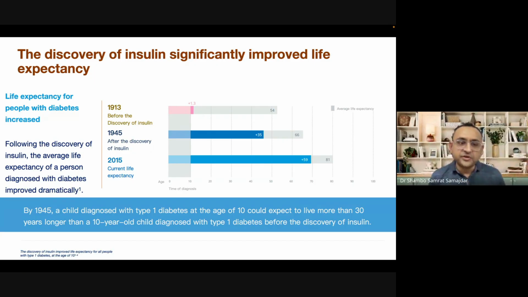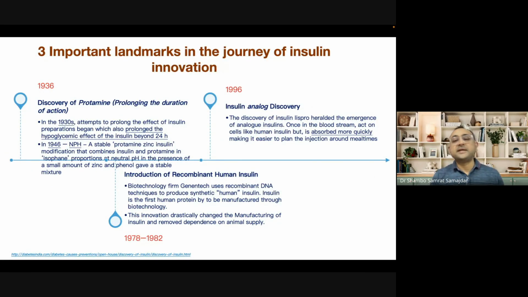Following the discovery of insulin, the average life expectancy of a person diagnosed with diabetes improved dramatically. So by 1945, a child diagnosed with type 1 diabetes at the age of 10 could expect to live more than 30 years longer than a 10-year-old child diagnosed with type 1 diabetes before the discovery of insulin. So that extra 30 years was given by insulin.